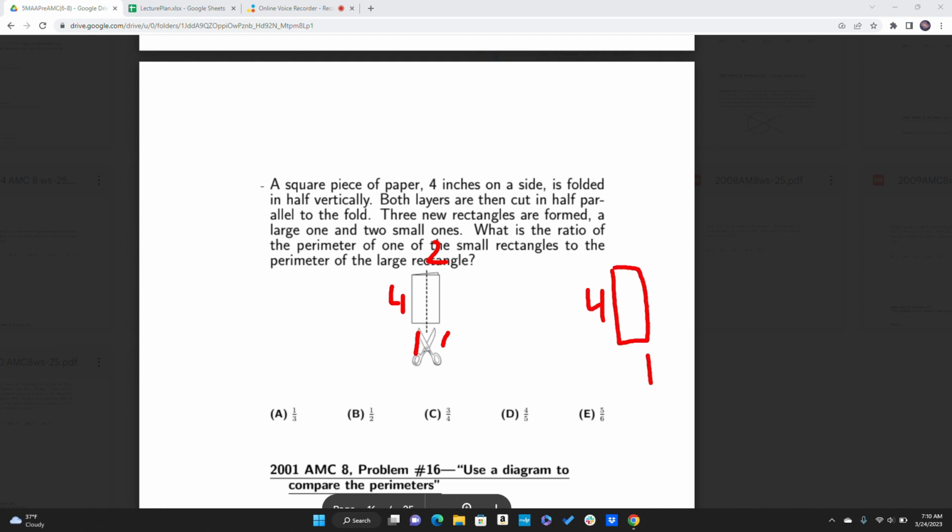The large rectangle in the middle has a fold, right? So this actually continues on another 1. So our large rectangle is a 4 by 2. So the perimeter of the large rectangle is 4 plus 2 plus 4 plus 2, which is 12. And the perimeter of the small rectangle is 10, right? What's the ratio of the perimeter of one of the small to the large? 10 over 12, that is equal to 5 over 6.